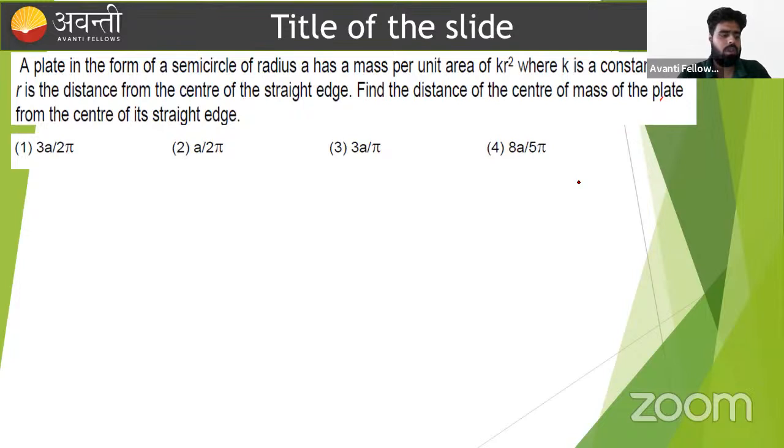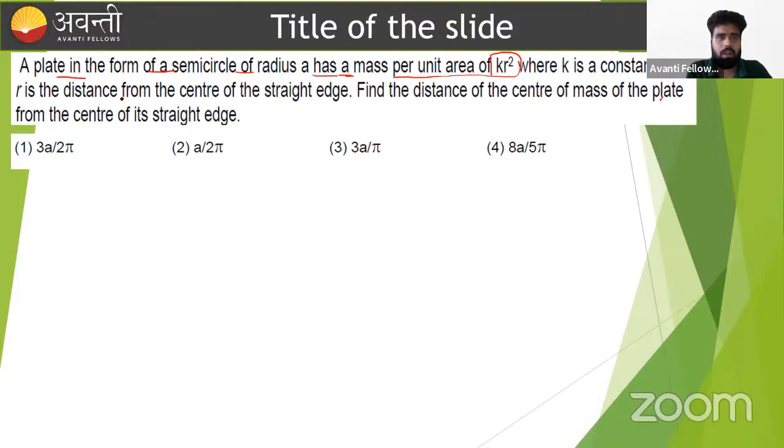Again, this is a very beautiful question from the center of mass chapter. Here what is given? A plate is in the form of a semicircle of radius A. You have to remember this. And mass per unit area. What is mass per unit area, beta? That is sigma, which is given as variable here, k r square, where k is constant.